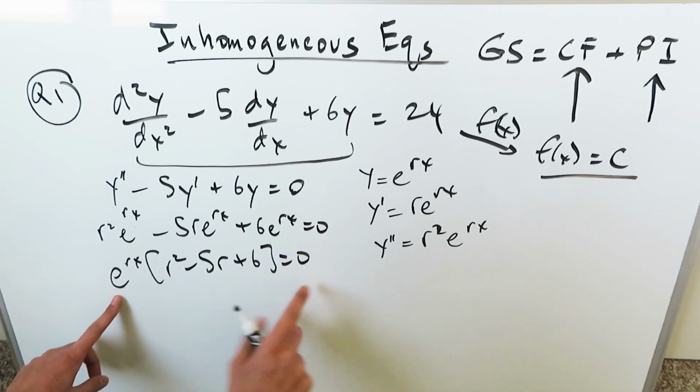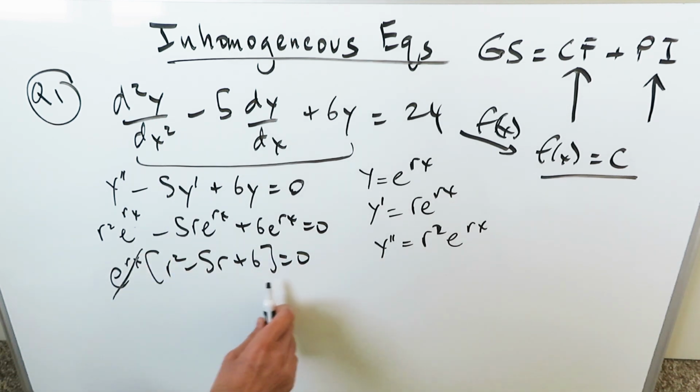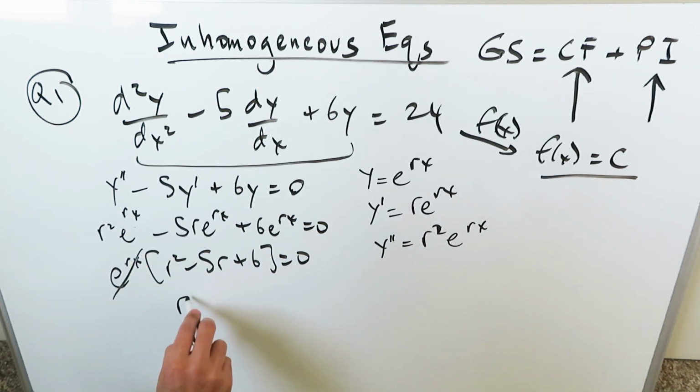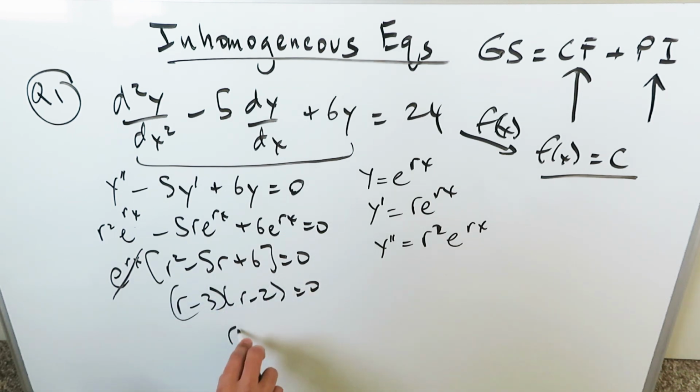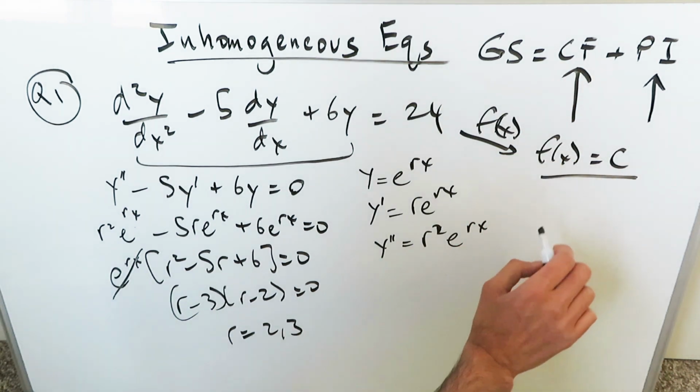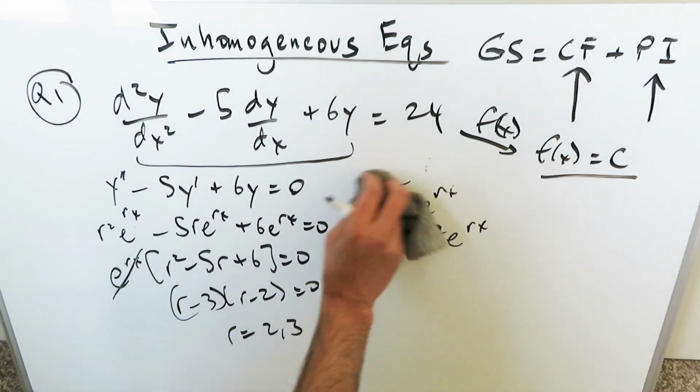You push this on the other side, you can just cancel out. Find your solutions. There are two real solutions. You have r minus 3 and r minus 2 is equal to 0, and r is equal to 2, 3. My CF, my complementary function, I'm erasing this because we don't need this for now.